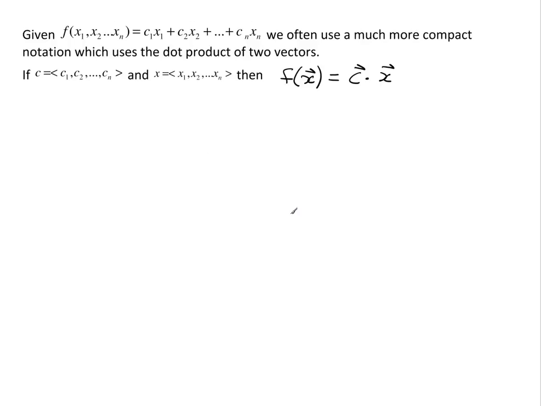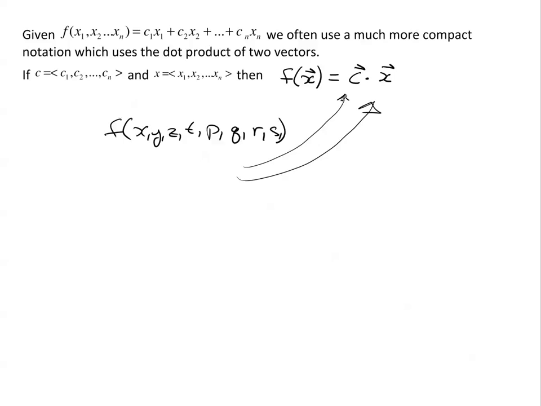This is a very nice compact way to represent multi-dimensional functions. So I don't have to write f of x, y, z, t, p, q, r, s, and so on. I can just set this up as a vector and make that my x vector, and then all the coefficients would be my c vector inside the function. So I could write this function as a function of a vector. It's really nice compact notation that comes in really handy at times.